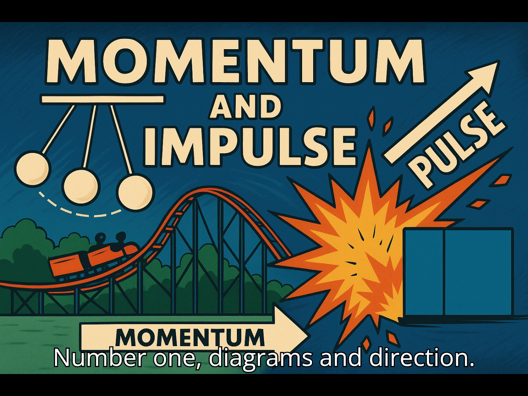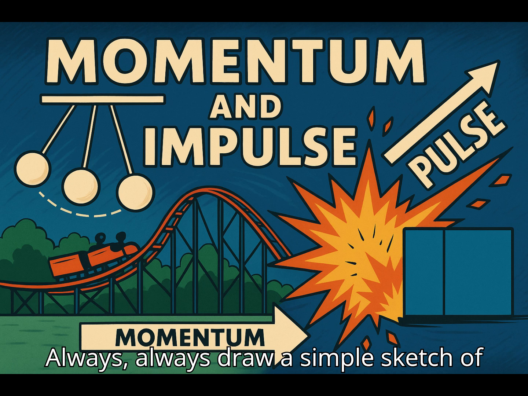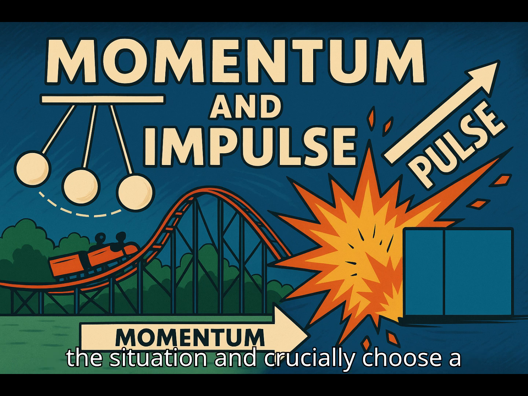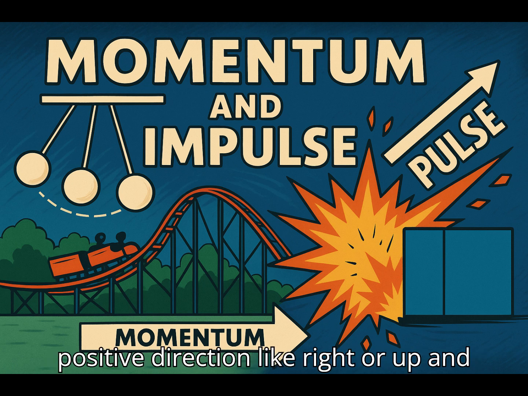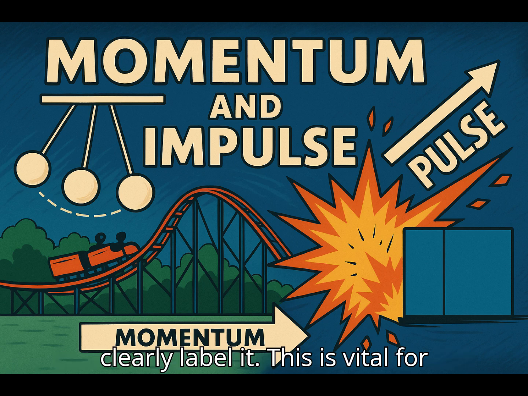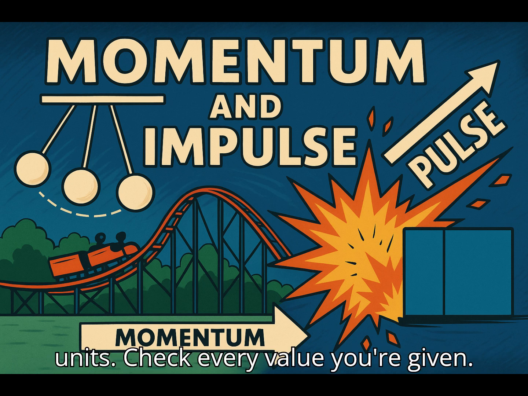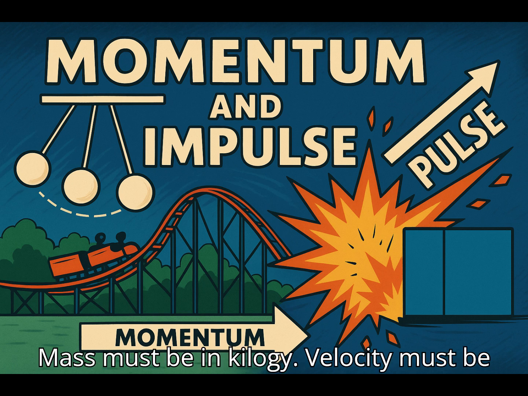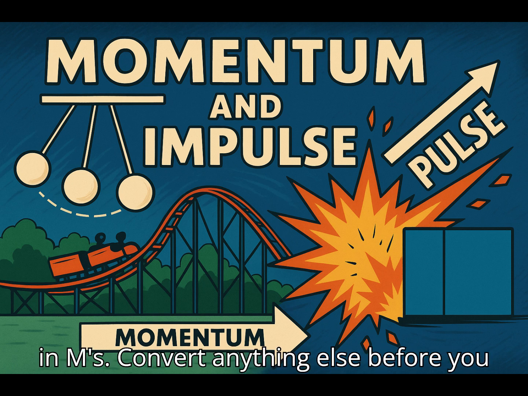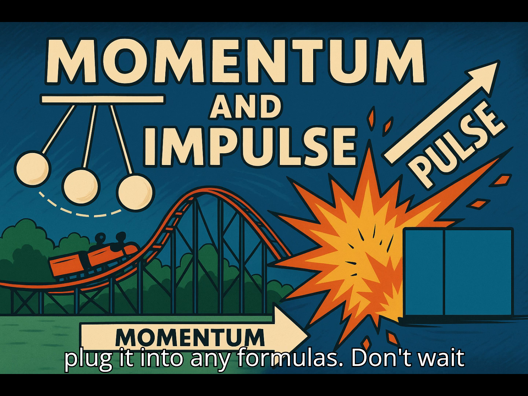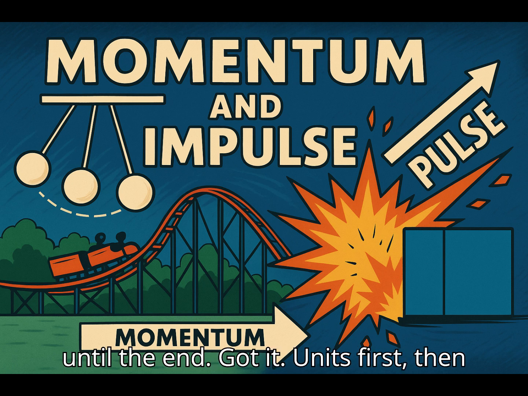Number 1. Diagrams and direction. Always, always draw a simple sketch of the situation, and crucially, choose a positive direction, like right or up, and clearly label it. This is vital for getting your vector signs right. Okay. Draw, choose direction. What's next? SI units. Check every value you're given. Mass must be in kg, velocity must be in m/s. Convert anything else before you plug it into any formulas. Don't wait until the end. Got it. Units first, then.